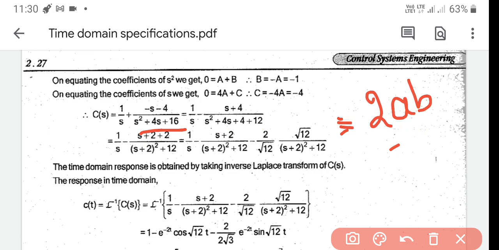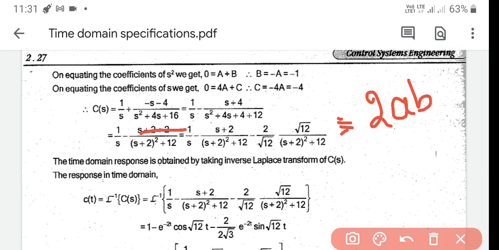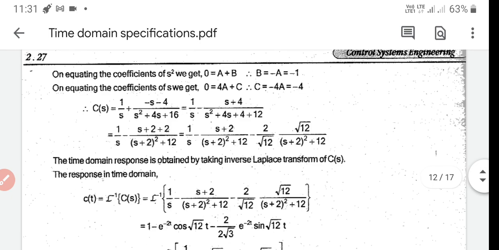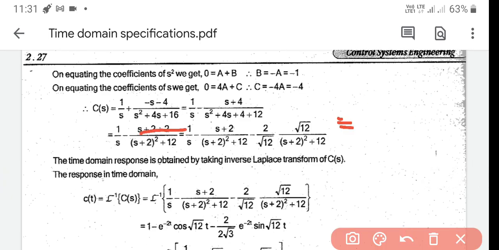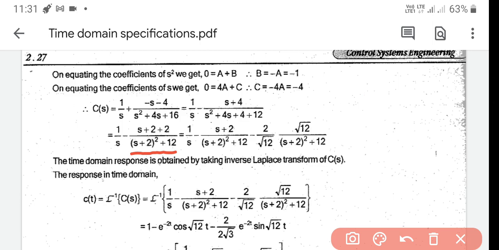So now you are writing that actual equation as s plus 2, splitting that equation. How can we write this equation? You are writing the denominator in the form of s plus 2 whole square. So just as we wrote s plus 2, we are splitting the numerator too: s plus 2 divided by s plus 2 whole square plus 12. That is nothing but 1 by s minus s plus 2 by s plus 2 whole square plus 12.